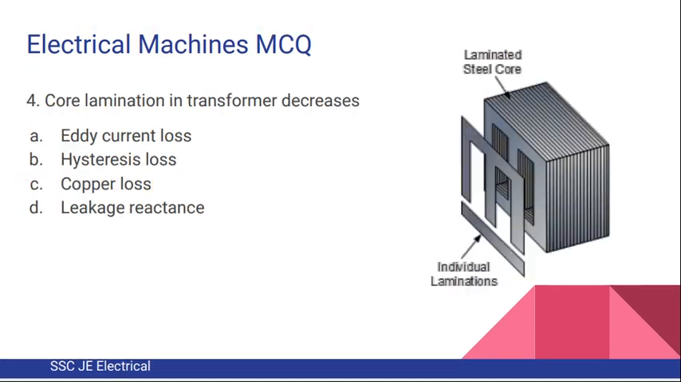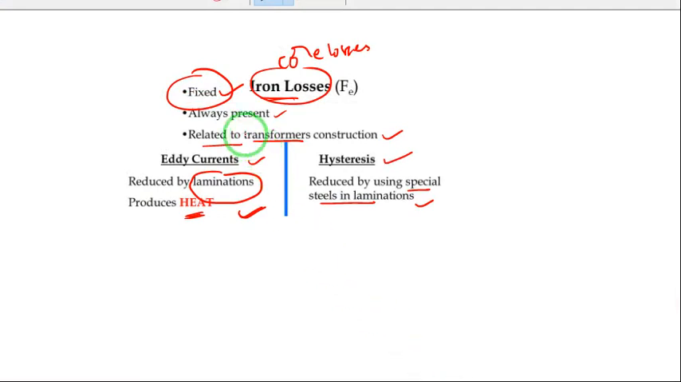Okay, next one, core laminations in a transformer decrease eddy current losses. You can see here, this is the laminated steel. This lamination reduces the eddy current losses, as we have discussed previously. Eddy current losses can be reduced by laminations.